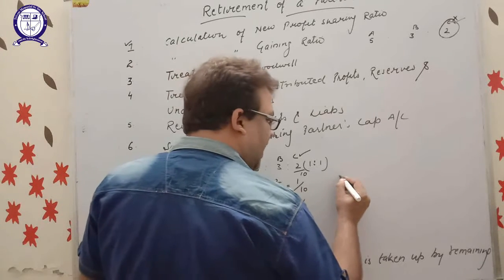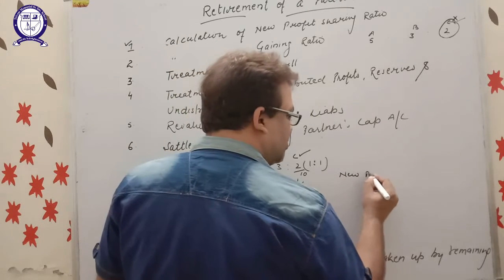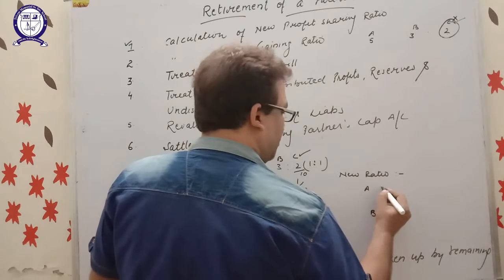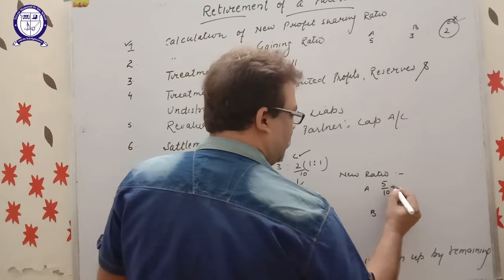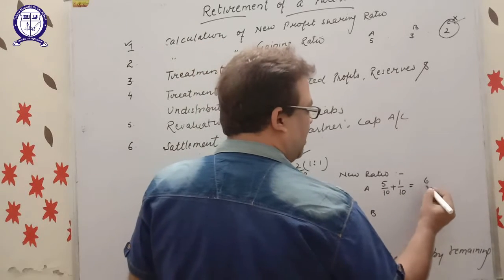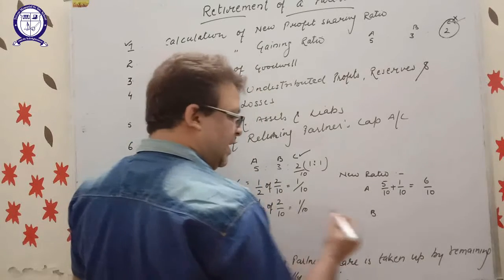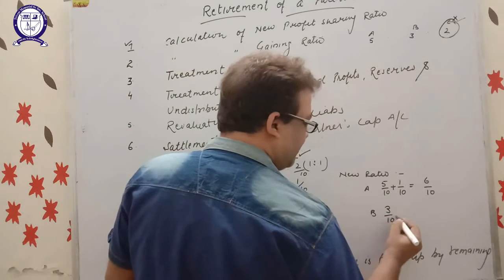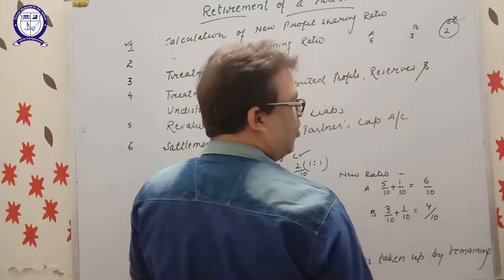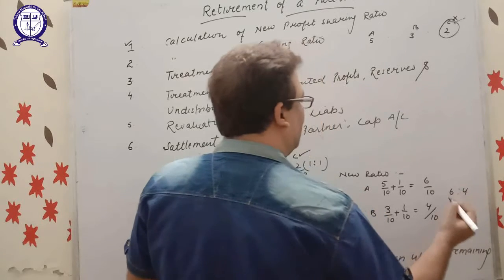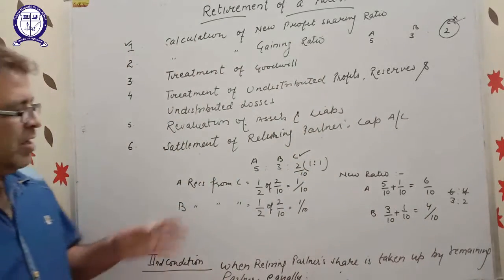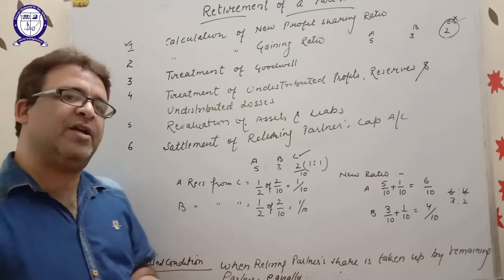The new ratio of A and B will be: A's old ratio 5/10 plus received from C 1/10, so the total profit sharing ratio is 6/10. B's old ratio was 3/10 plus 1/10 received from C, so the new ratio is 4/10. So 6:4, or you can say 3:2. So this is how to calculate new profit sharing ratio.